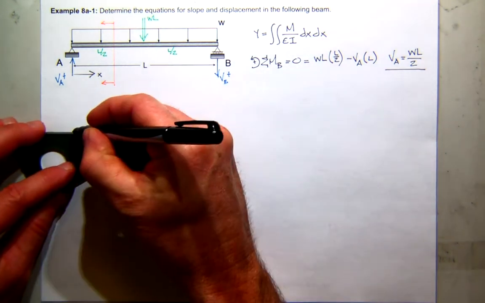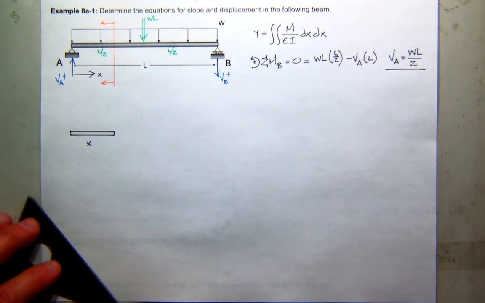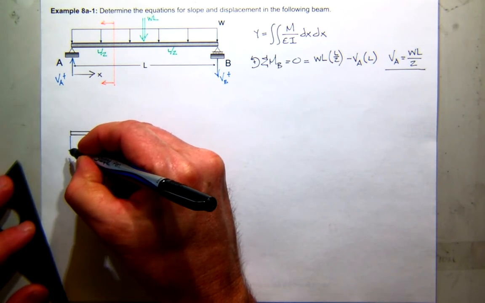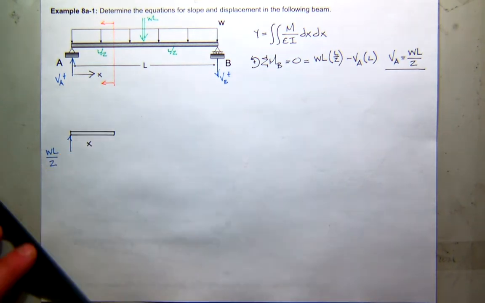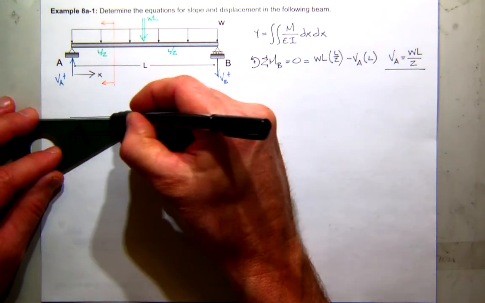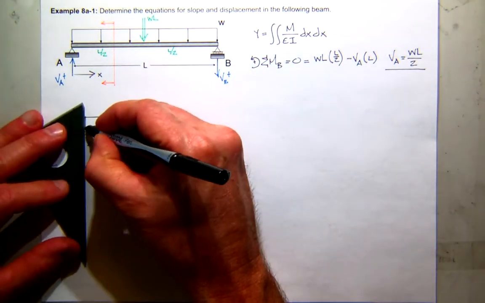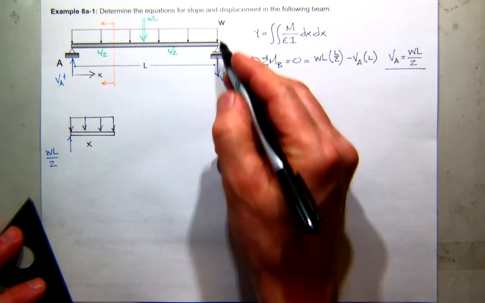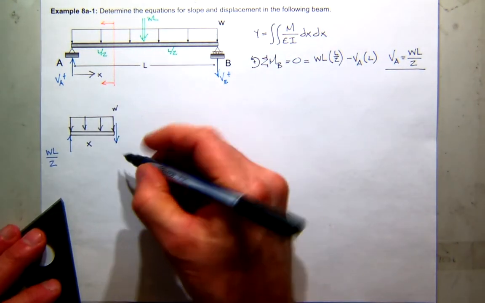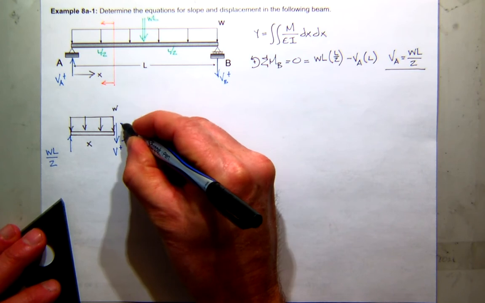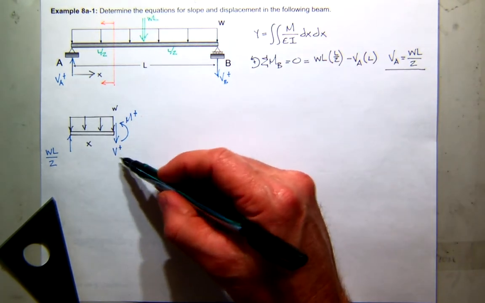So now I'm going to come back and cut my structure at some distance x. I know my shear force is WL over 2. And then I'm going to look at this section of the distributed load. We know it has an intensity W. At the section where I cut it, I'm going to look at positive shear and positive moment. Now remember, all we care about here is the moment, so we don't really need to worry about the shear right now.